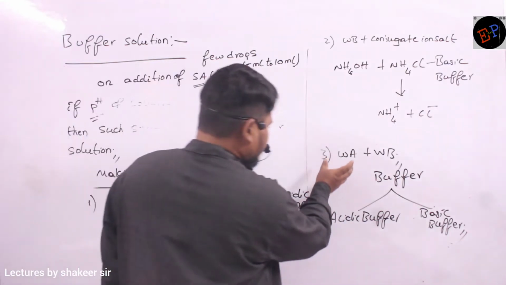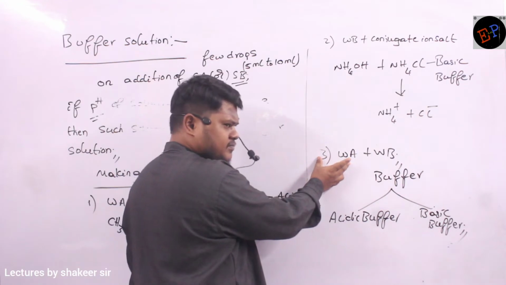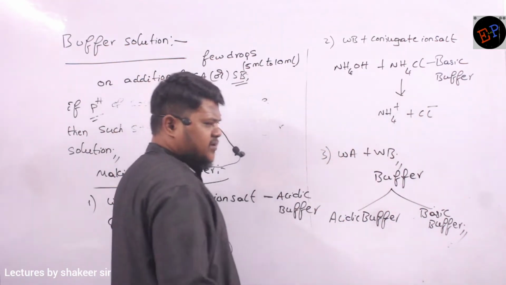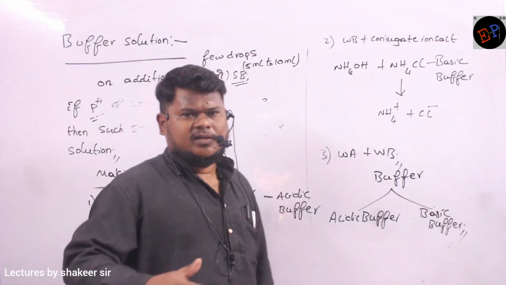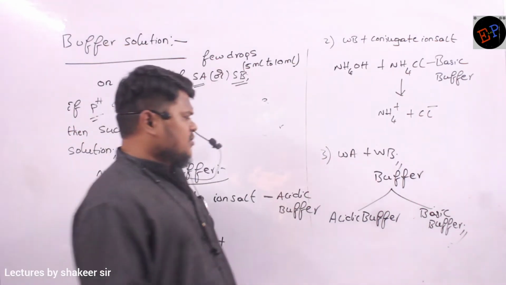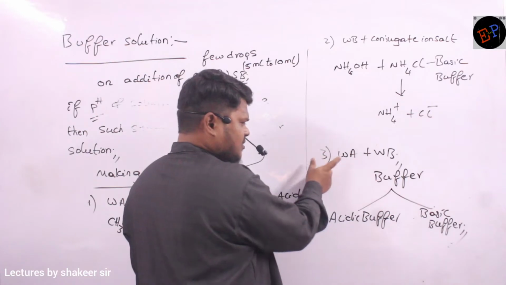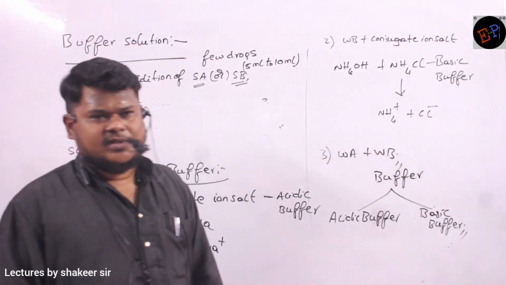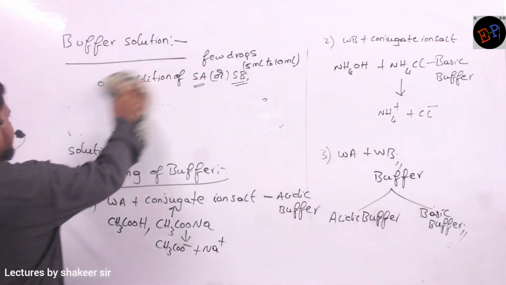So this one you can call an acidic buffer in which condition? If the pH value of this one is comparably smaller when compared to the pH value of the weak base, then you can call it an acidic buffer. So if the acid is stronger, you can call it an acidic buffer. If the base is stronger, you can call it a basic buffer. That's all.